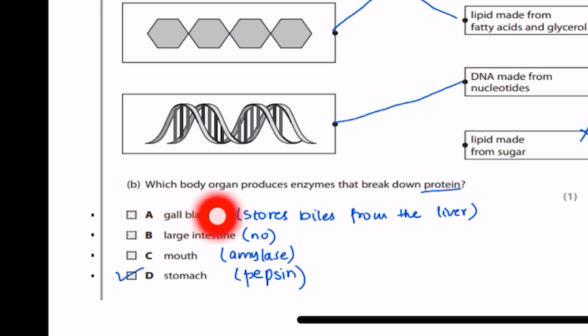Which body organ produces an enzyme that breaks down protein? As you know, protein is broken down by the pepsin enzyme in the stomach. Gallbladder stores bile coming from the liver. Large intestine does not have any enzymes. Mouth contains amylase to break down carbohydrates, and stomach contains pepsin to break down proteins.